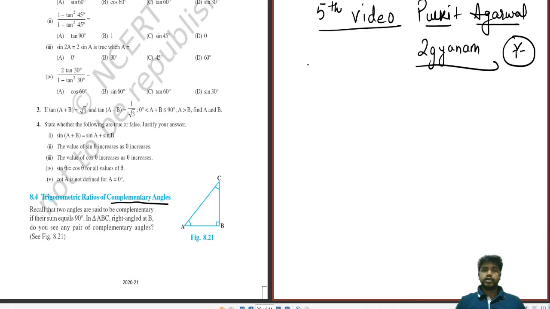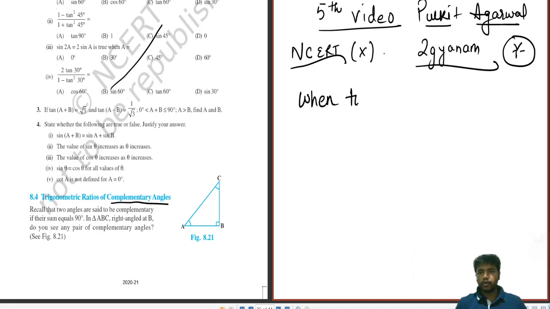For this we'll be dealing with the complementary angles. We are following the book of NCERT. I hope you can see over on the left side, this is written over here, NCERT. This is class 10, trigonometry. Trigonometric ratios of complementary angles. So first of all, we would be understanding what complementary angles are. What do you mean by complementary angles?